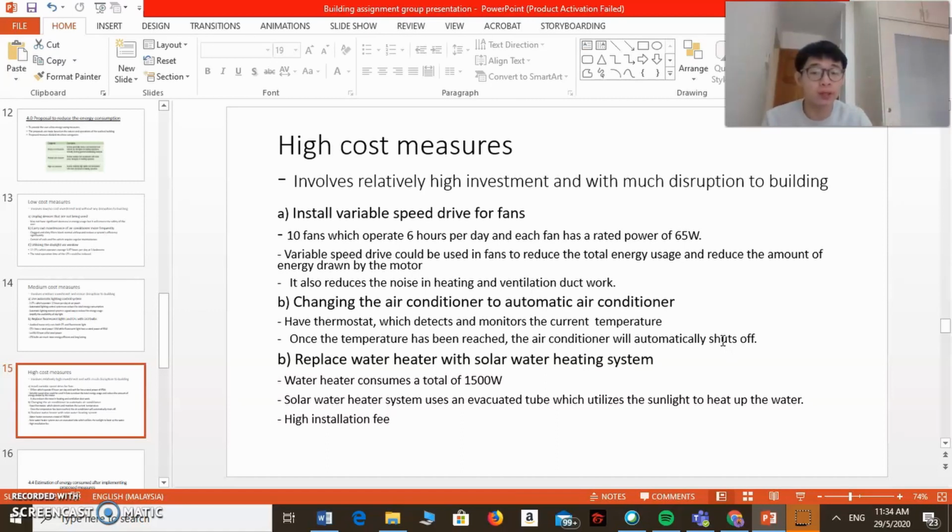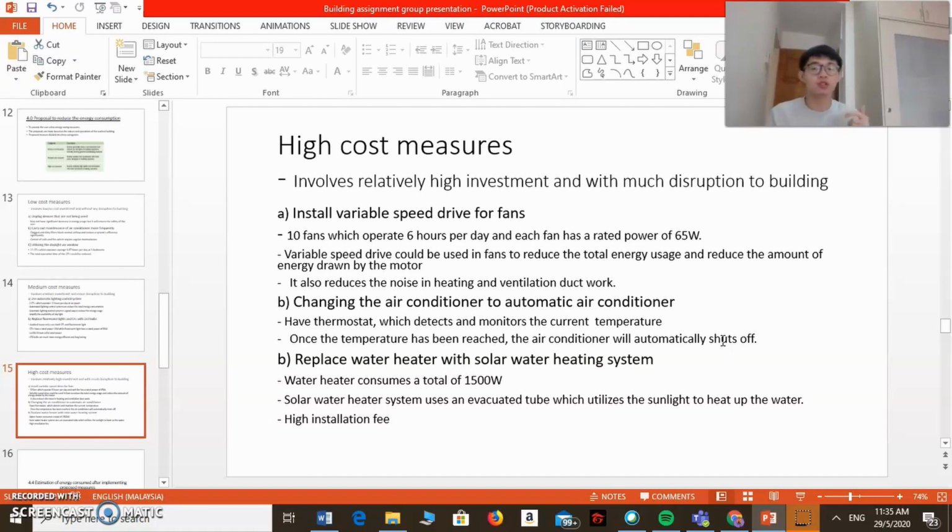So basically solar water heater system does not require heating element when compared to water heater. Therefore, solar water heater system consumes 0 watt, and yeah, it's actually very energy efficient, and it can significantly reduce the monthly bill of the user.